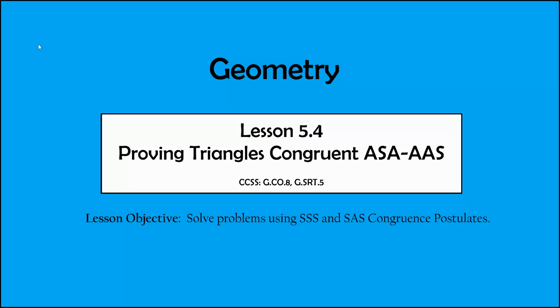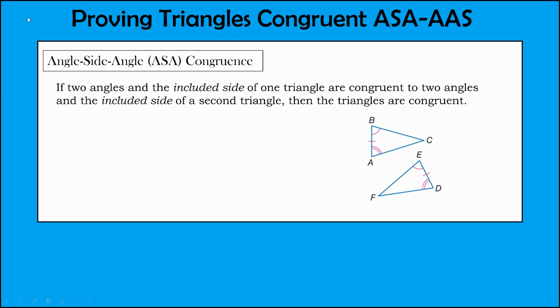All right, so today we're going to work on lesson 5.4, which is really an extension of what we did yesterday in lesson 5.3. We're still continuing to prove triangles congruent, but today's technique is going to be to use angle side angle and angle angle side as our congruence properties that will allow us to show the two triangles are congruent.